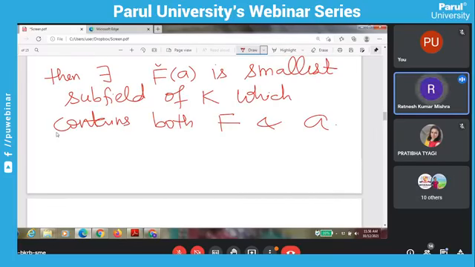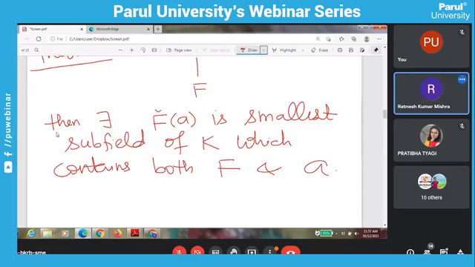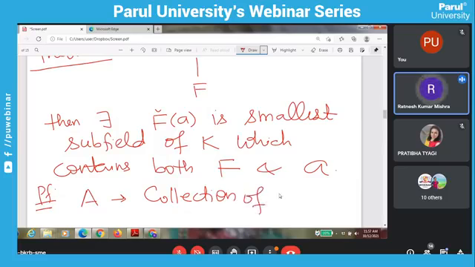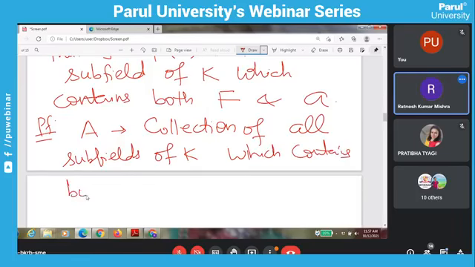So their proof is very easy. I am just giving the idea of the proof of this one. So F(a), okay, now suppose A is the collection of all subfields of K which contain both F and small a. Take A. A is the collection of all subfields of K which contain both F and a.